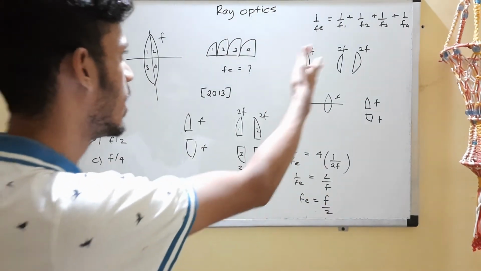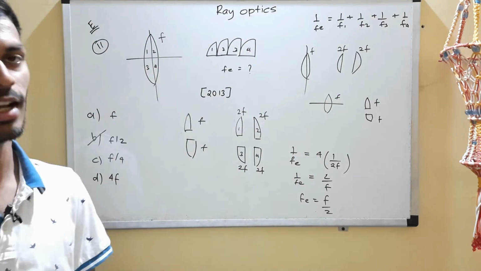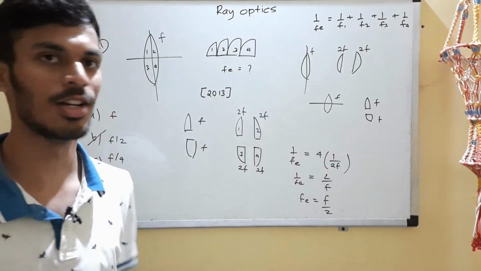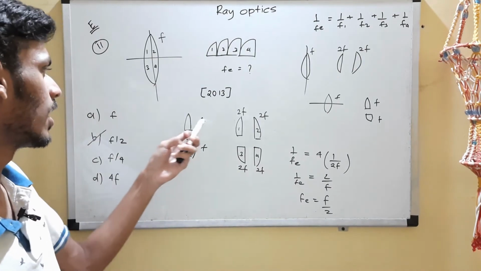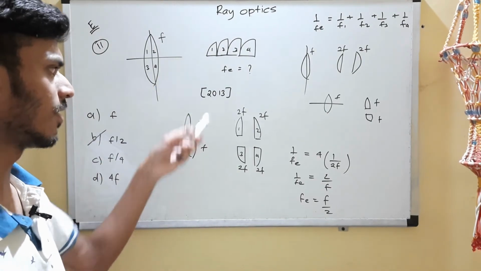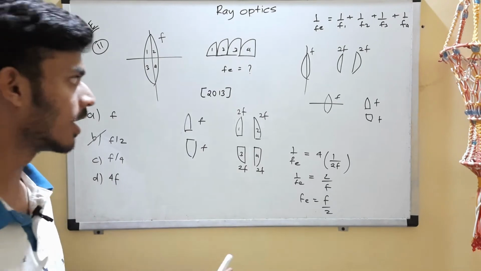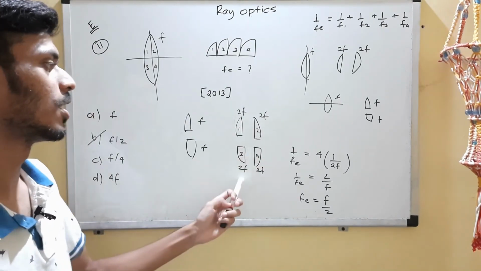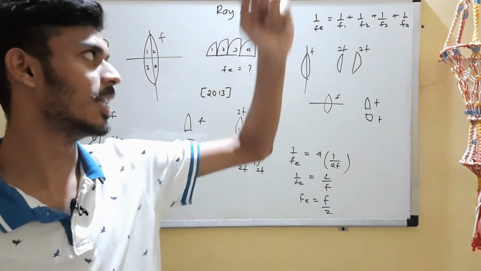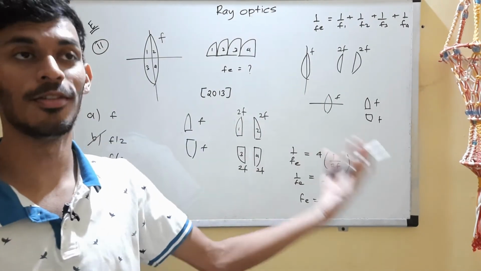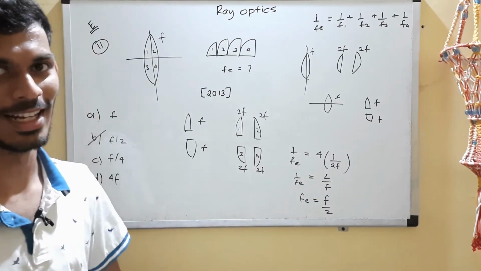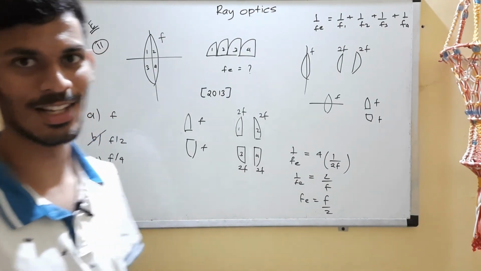Just remember that when a lens is cut vertically, the focal length becomes twice, and when it's cut horizontally, it does not change. So first we cut it horizontally, it does not change, f and f. When we cut it vertically, it changes to 2f, 2f, 2f, 2f. And all of those 2f in combination, 1 upon 2f plus 1 upon 2f plus 1 upon 2f plus 1 upon 2f, that is 4 times. Solve it and get your answer. Let's move to the next question now.